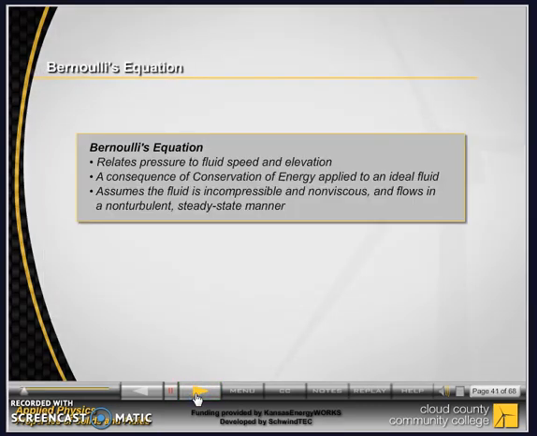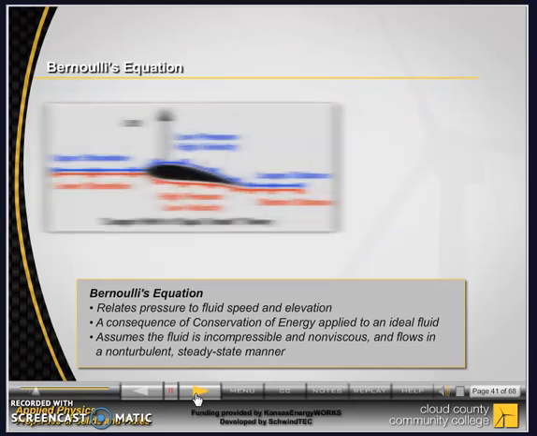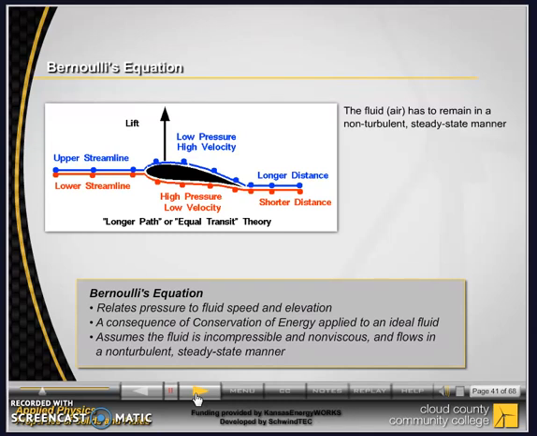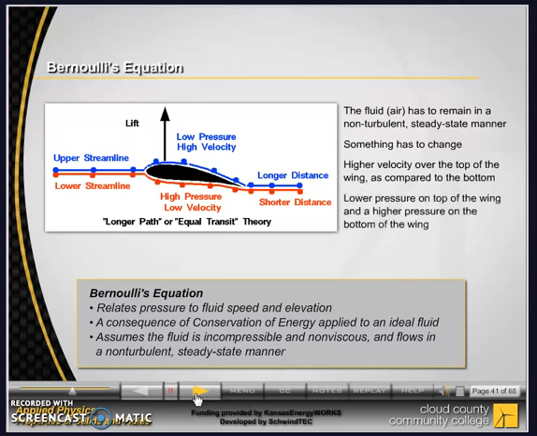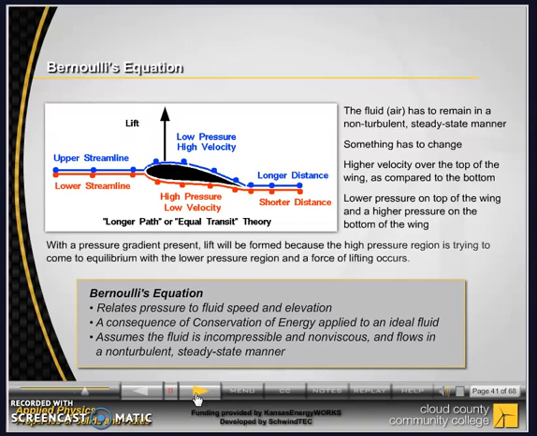Our understanding of the Bernoulli process is the major reason why we understand flight. Since the fluid, in this case air, has to remain in a non-turbulent steady-state manner, something has to change. The result of the higher velocity going over the top of the wing as compared to the bottom of the wing path is to make a lower pressure on top of the wing and a higher pressure on the bottom of the wing. With a pressure gradient present, lift will be formed because the high pressure region is trying to come to equilibrium with the lower pressure region, and a force of lifting occurs.